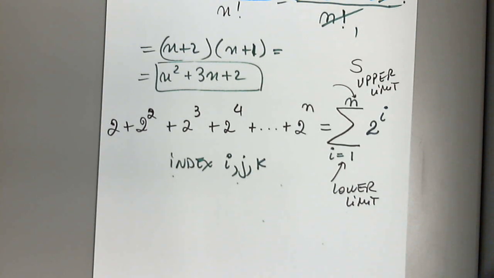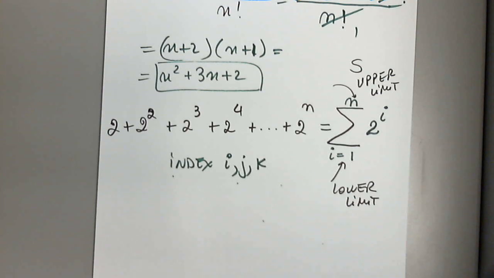So instead of writing all this, I'm going to write this notation. What does this mean? When i is 1, I have 2 to the first power. The sum says plus. When i is 2, I have 2 squared. Again, the sum says plus. When i is 3, I have 2 cubed, plus 2 to the fourth, plus, until the last or upper limit, 2 to the n.